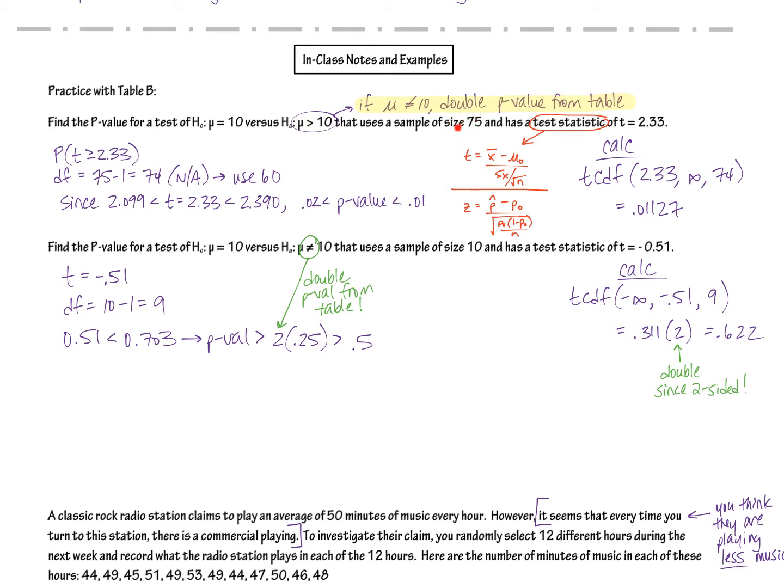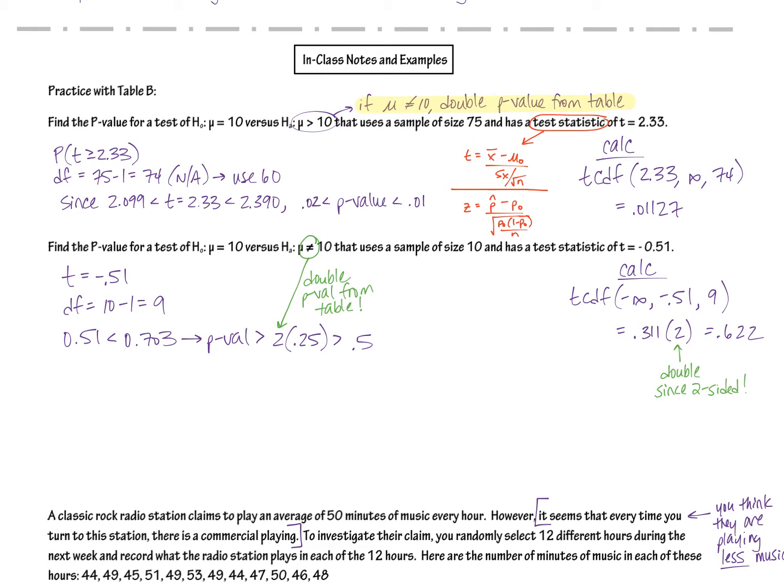You know that that's going to be important because whenever we're doing a t, we need to know degrees of freedom, and it's n minus 1, so 75 minus 1 is 74. That's the degrees of freedom. And we're given a test statistic of 2.33. So what's a test statistic, you might wonder? It's this thing that we calculate.